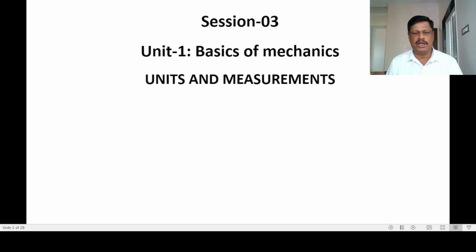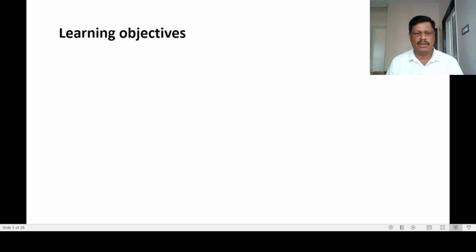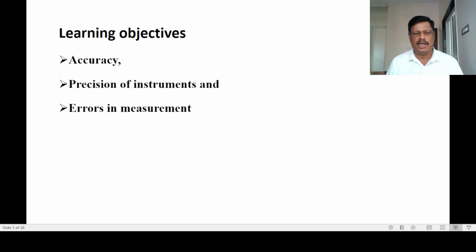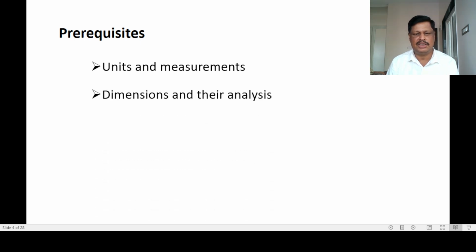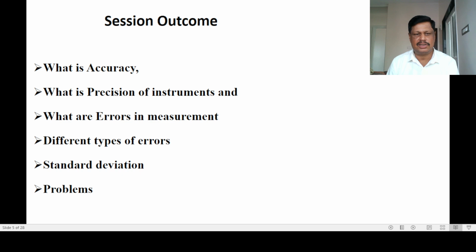Unit 1 is Basics of Mechanics and the chapter name is Units and Measurements. The learning objectives of this session are accuracy, precision of instruments and errors in measurements, different types of errors, standard deviation. Prerequisites to study this session are units and measurements, dimensions and their analysis, etc.